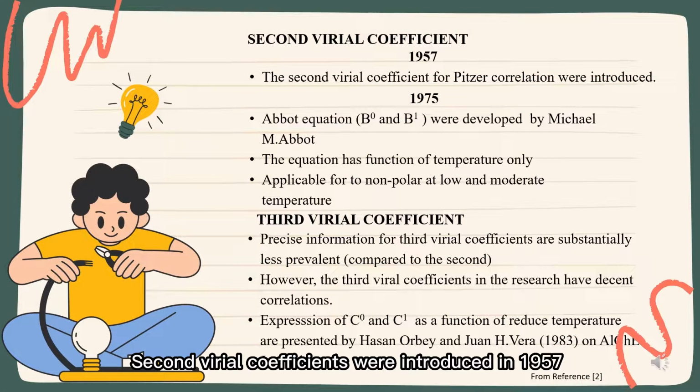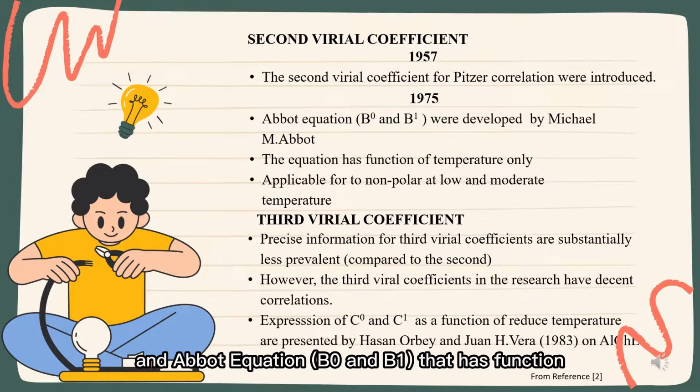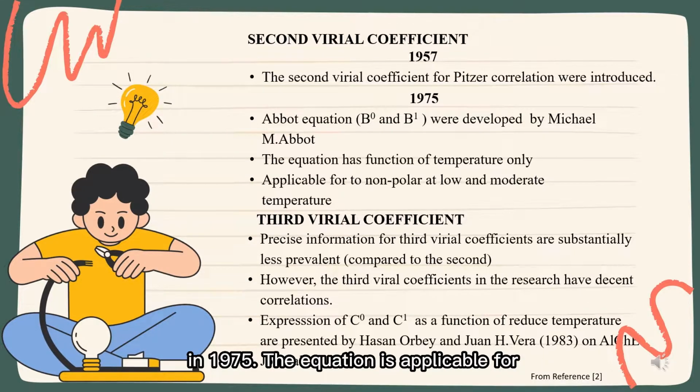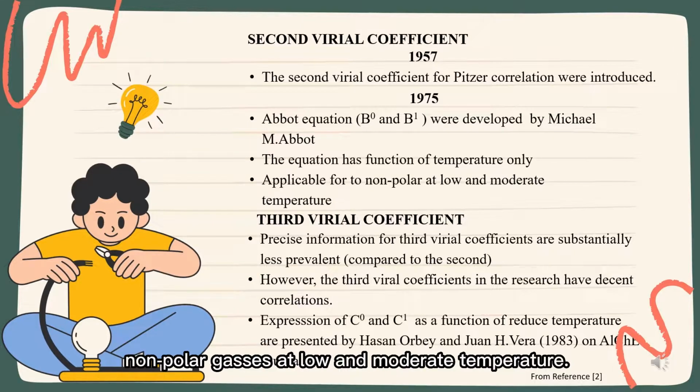Second virial coefficient were introduced in 1957, and Abbott equation that has function of temperature only was later developed by Michael M. Abbott in 1975. The equation is applicable for nonpolar gases at low and moderate temperature. For third virial coefficient, its precise information are substantially less prevalent compared to the second coefficient. However, there is decent correlation based on research.